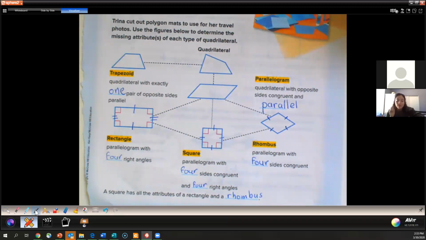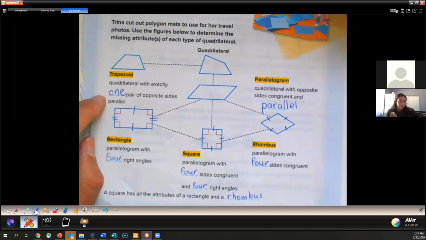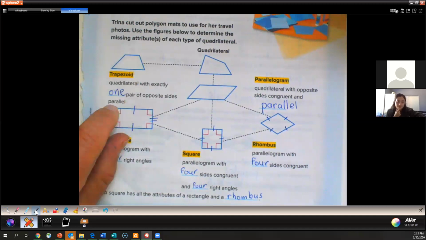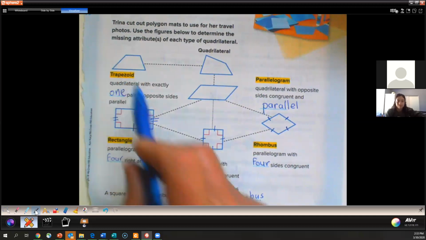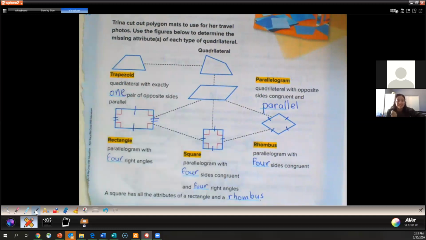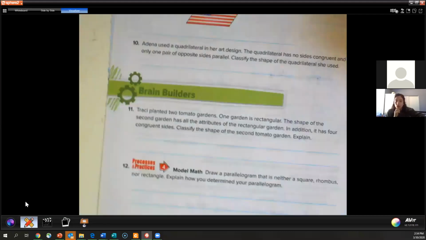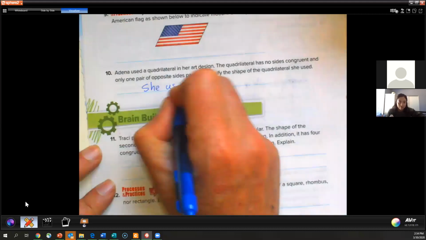And then it says, and only one pair of opposite sides parallel. Now, Mr. Yates, looking at our trapezoid, does that match the description of that trapezoid? Exactly. In fact, I could tell right here, not only the definition, it says one pair of opposite sides parallel, and I see that represented here. There's only one set of lines that are parallel. It has to be a trapezoid. Yes, exactly, because that's all the words that there are, because the last sentence just says, classify the shape of the quadrilateral she used. So, boys and girls, let's go ahead and make an answer sentence for this one.